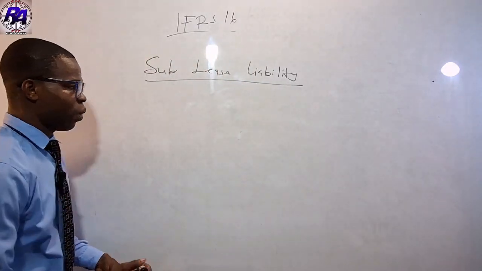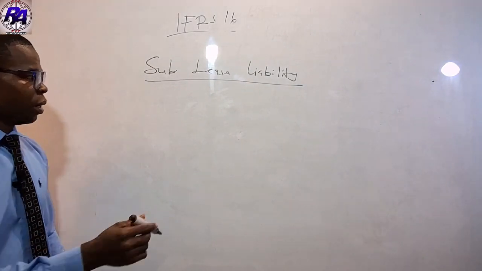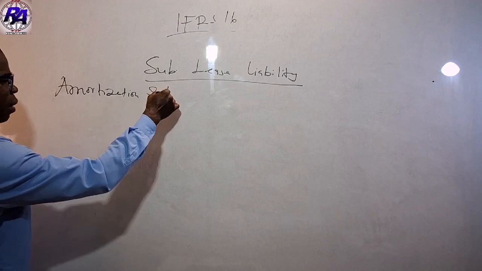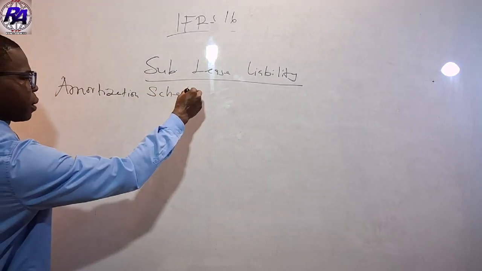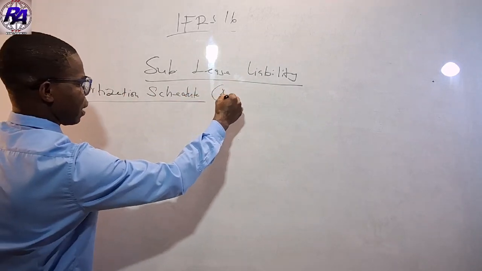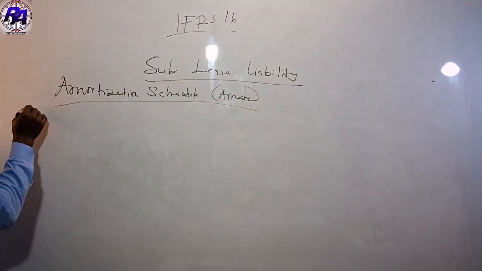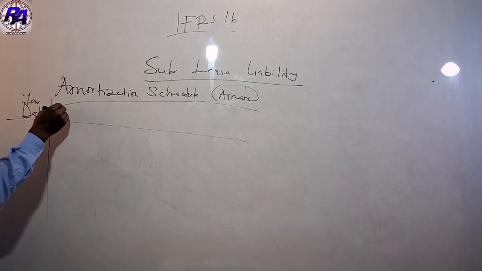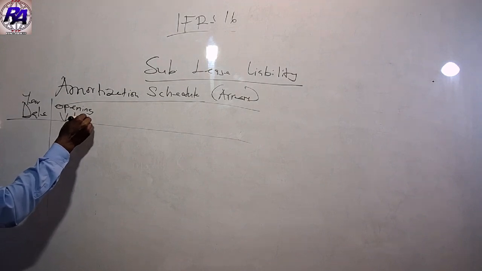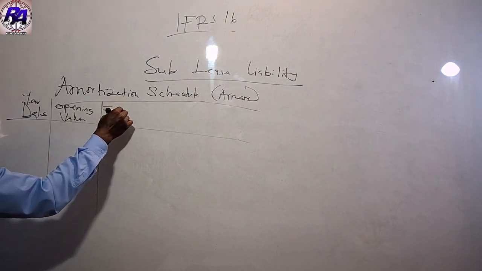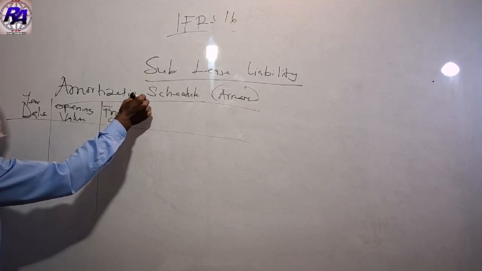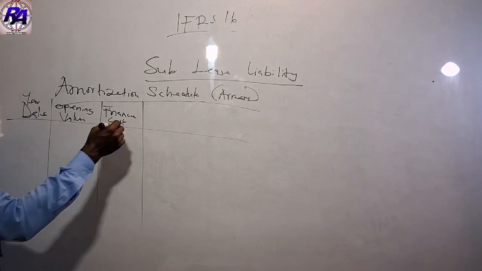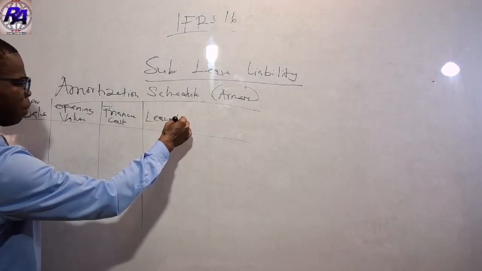So let's first take a situation where the lease payment is in arrears. So our subsequent measure, which is going to be our amortization schedule, when it is in arrears. Okay, then we are going to have our date, or in fact, years. And then we have our opening value. Then we have our finance cost, which is the interest. So this one, we are going to use the interest rate that is implicit in the lease or the lessee incremental borrowing rate. Then this is going to be our lease payment, the periodic lease payment we are making.